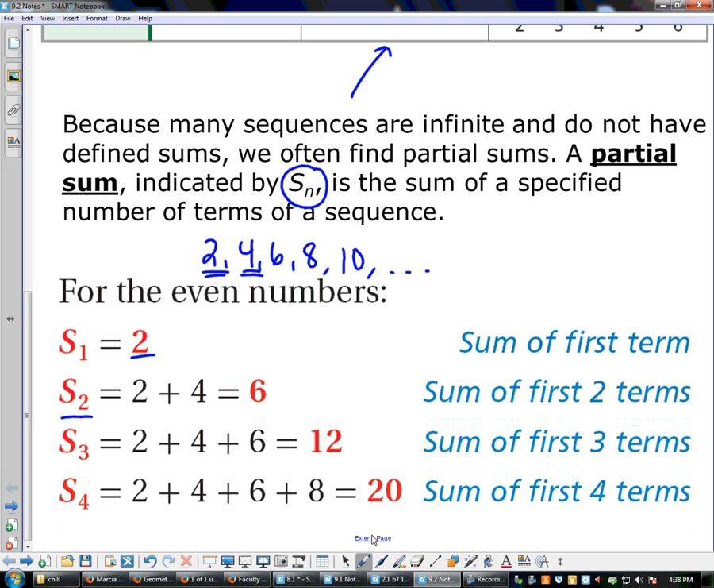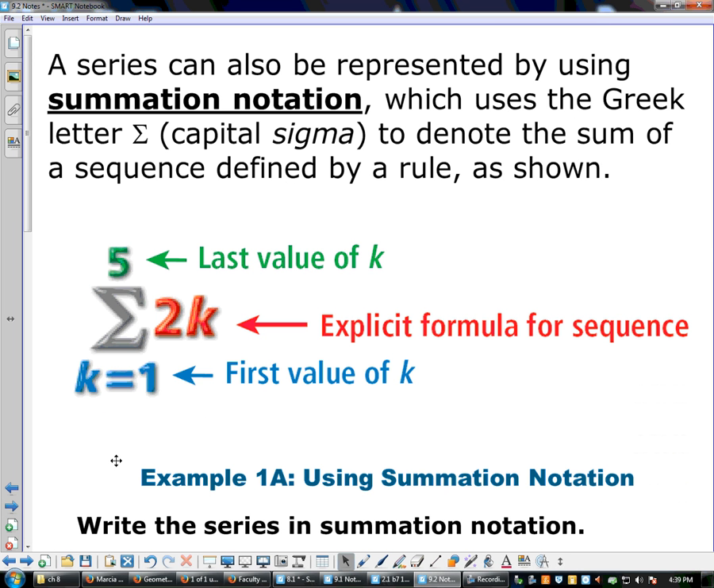So again, if a sequence goes on forever, we can limit it and just find the sum of the first however many we're looking for. Now, a series can also be represented using summation notation. This is going to use the Greek letter sigma, a capital sigma, and that will denote the sum of a sequence defined by a rule as shown.